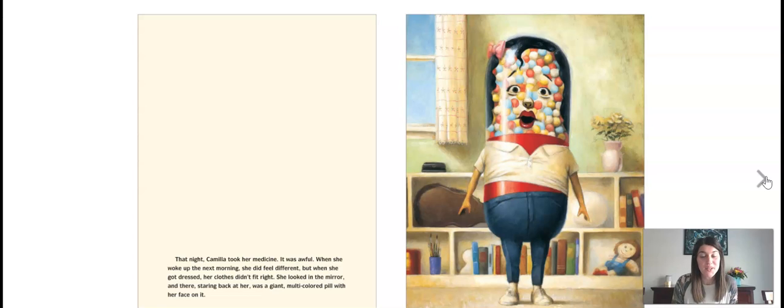That night, Camilla took her medicine. It was awful. When she woke up the next morning, she did feel different, but when she got dressed, her clothes didn't fit right. She looked in the mirror, and there, staring back at her, was a giant, multicolored pill with her face on it. Oh my goodness, look at her now.